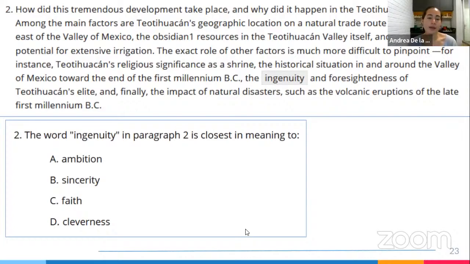Okay, so let's imagine that we don't know what ingenuity is, because you guys are right, option D is the right one. But let's just suppose that we don't know what ingenuity is. We're lost. What do we do? What would you guys think? What should we do if we don't know the word? What would you do?